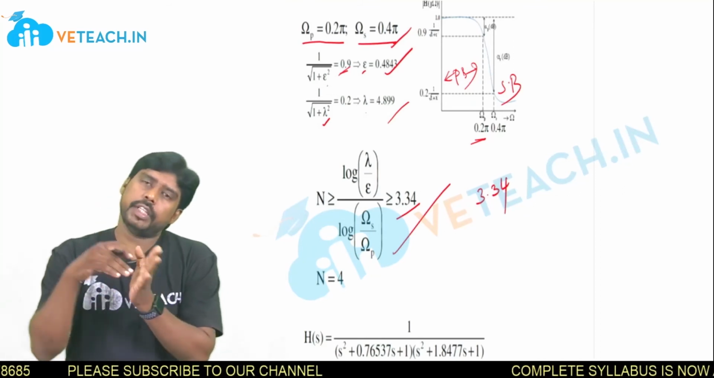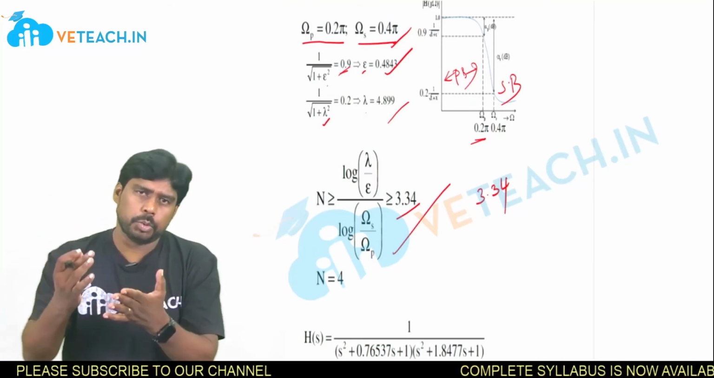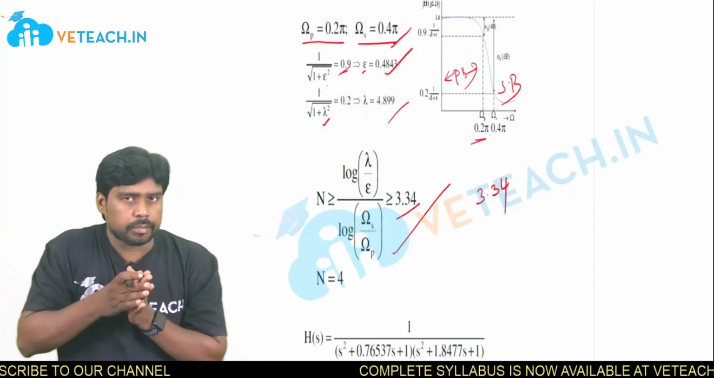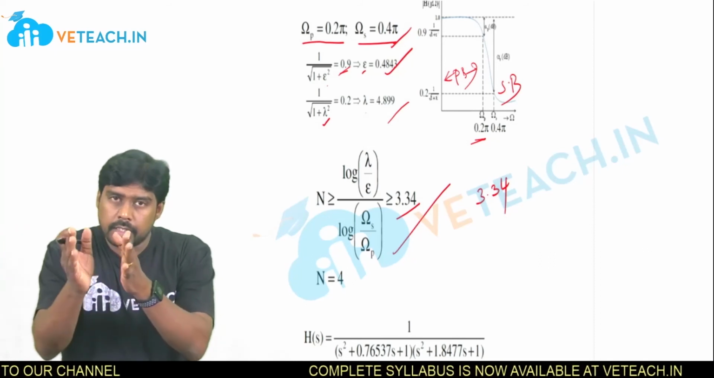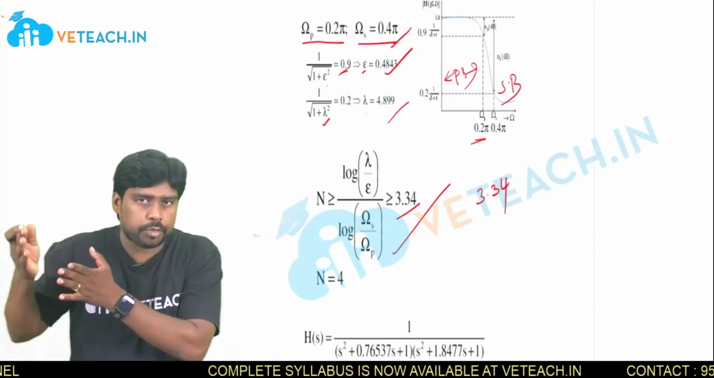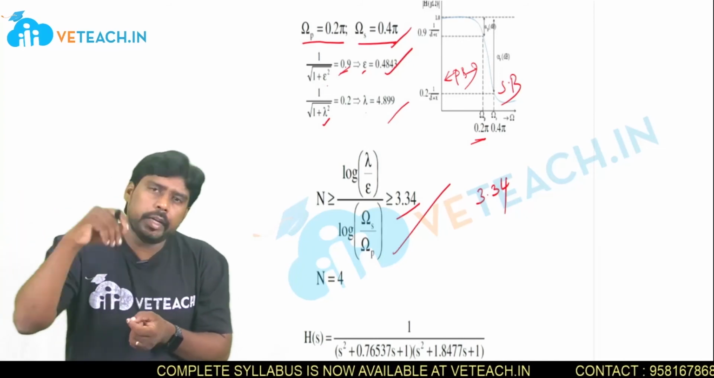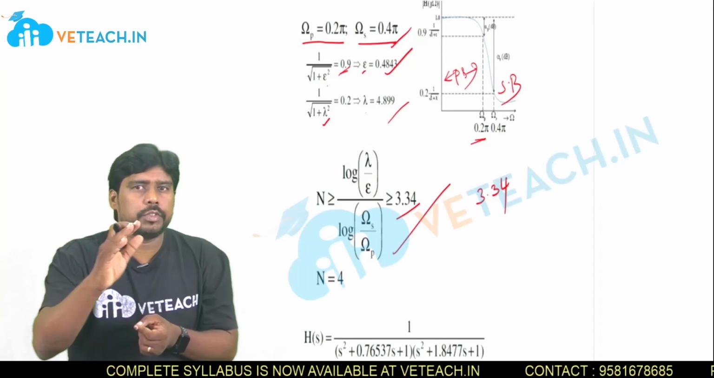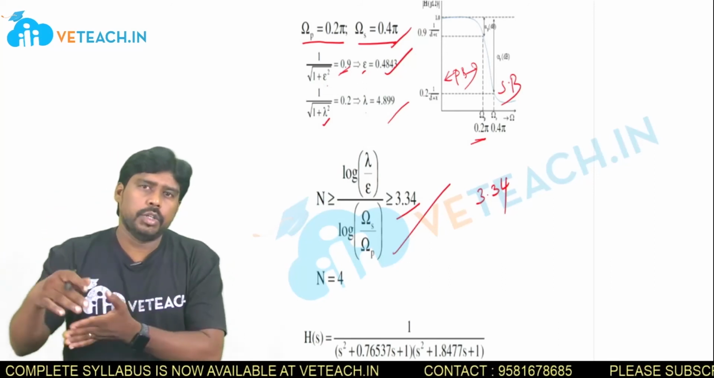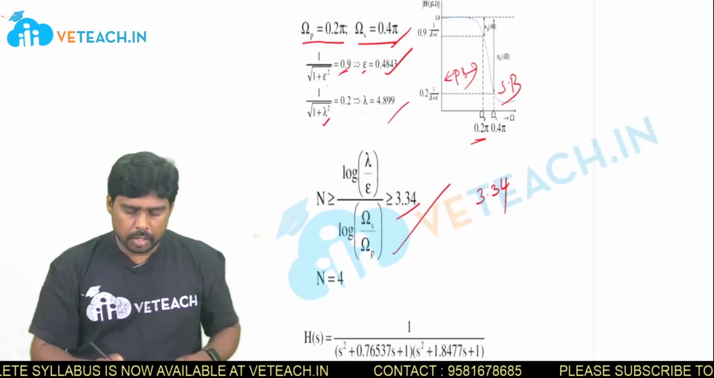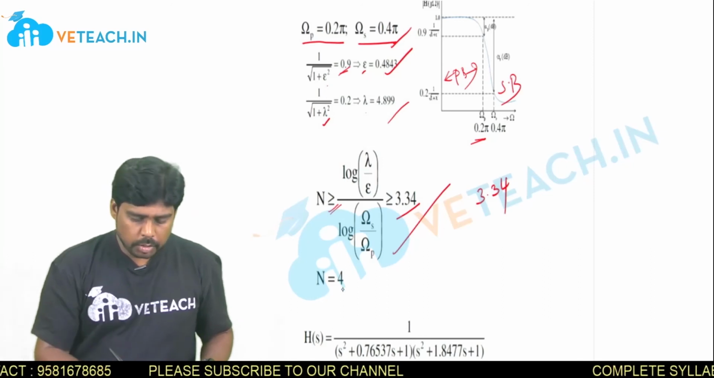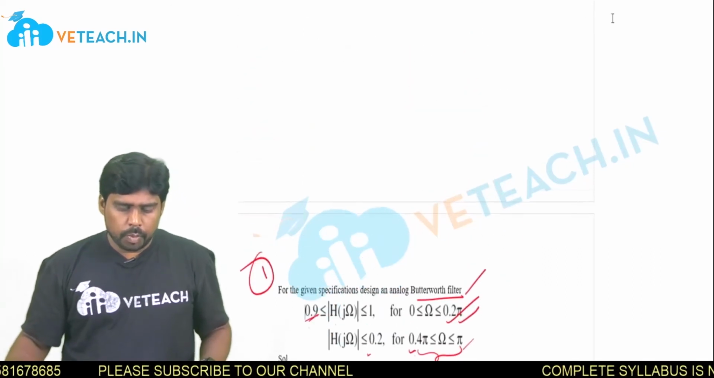So 3 point anything, 3.1, 3.2, 3 point anything, whatever it is, you round it off to the next integer. It doesn't mean that if it is less than 3.5, let us take 3. If it is greater than 3.5, let us take 4. It's not like that. 3 point any value, you round it off to the next integer as 4. If it is 2.1, round it off to the next integer 3. So that's why N greater than or equal to. Okay, so since N equal to 4, you know what is the denominator.